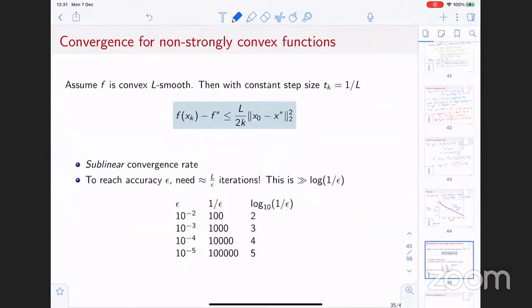Then you can show that the function values f of xk minus f star is less than L divided by 2k times the norm of x0 minus x star squared. Again, you can see that this will converge to 0 as k goes to infinity. But the convergence is much, much slower. This is what we call a sublinear convergence rate.